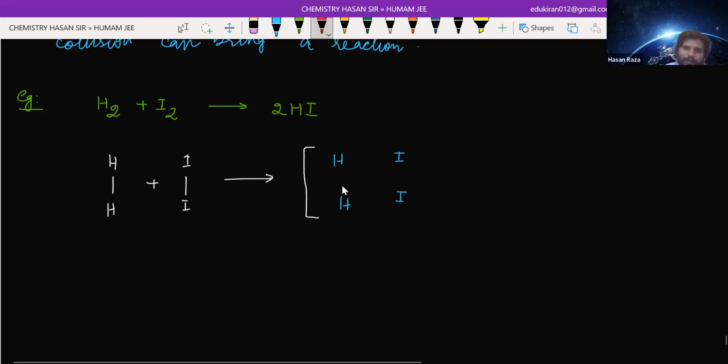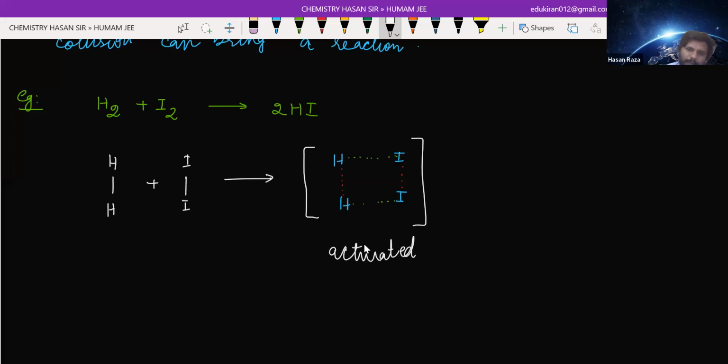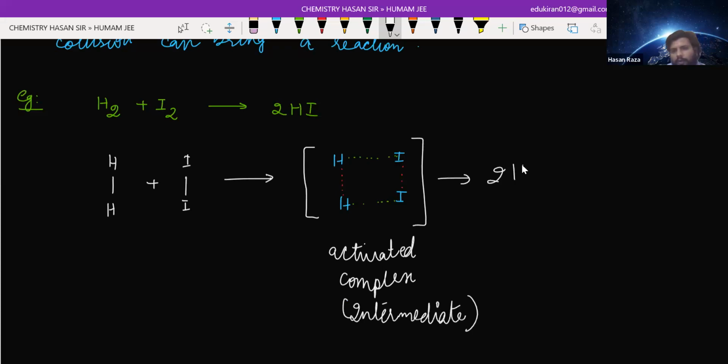So basically this bond is about to break and there is going to be a formation of bond between HI and HI. And this is called your activated complex, or we call it intermediate. Intermediate is basically substance between reactant and product. And then you will get only HI after collision, proper collision, effective collision. Please do write it.